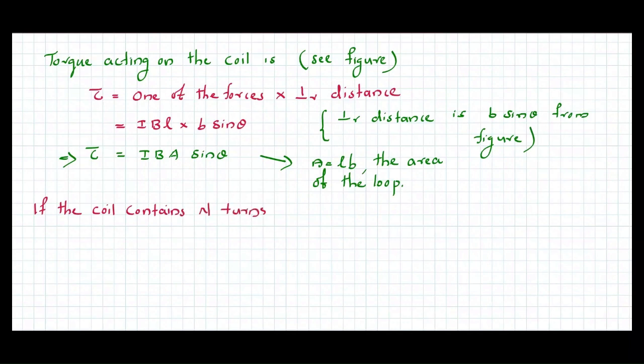Suppose the coil PQRS has n turns, then the torque acting on the coil, tau, is given by n I B A sine theta. The torque tau is equal to n I A B sine theta.